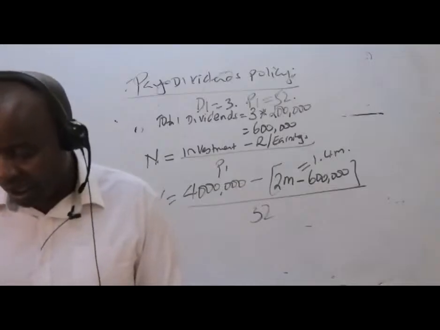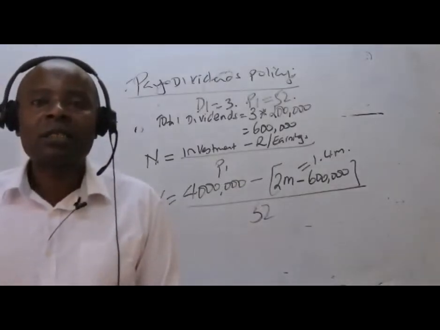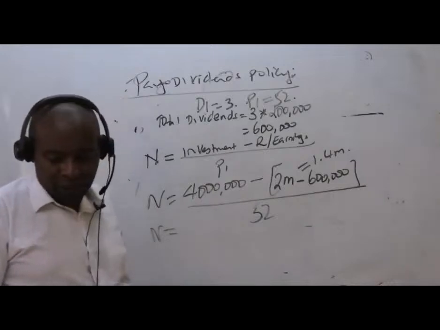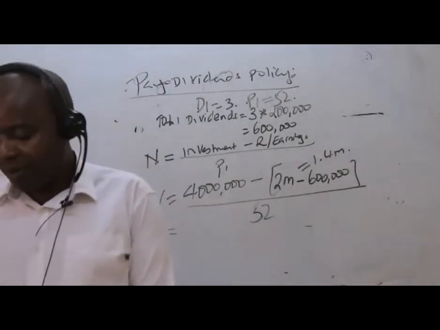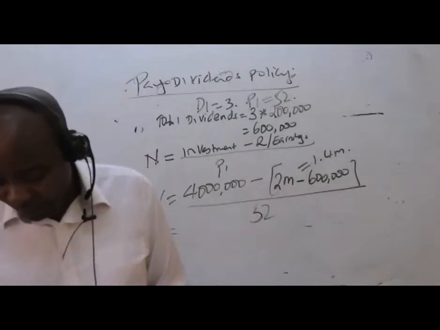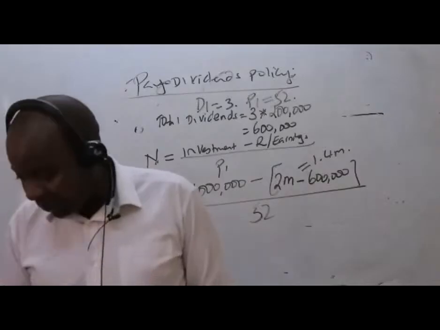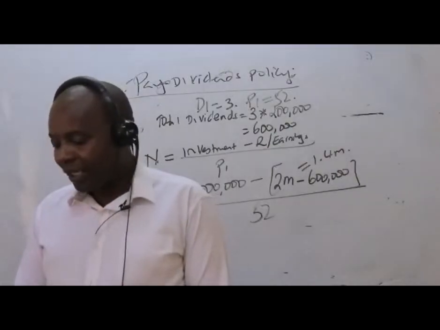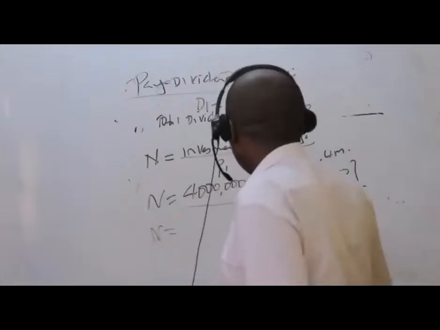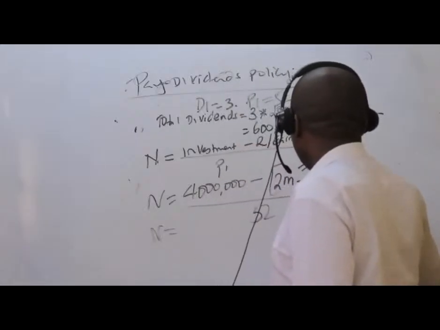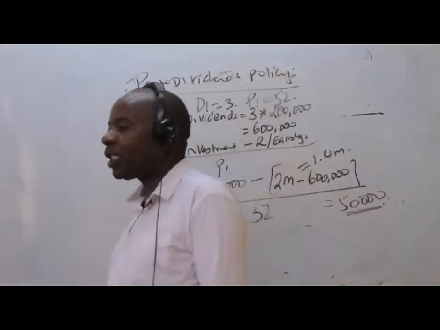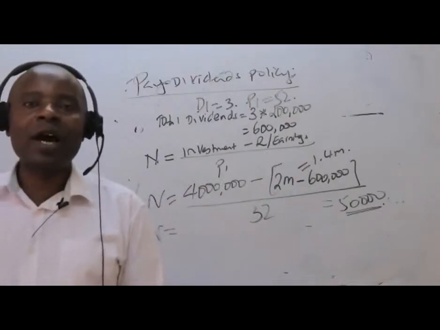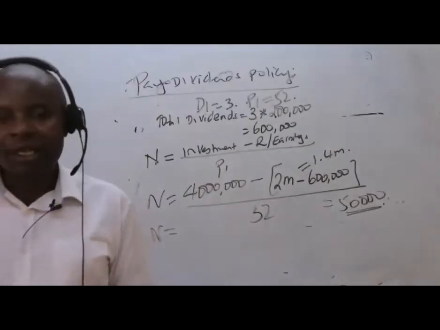Then, ladies and gentlemen, if that is the case, why don't you go ahead and give me this figure? The new shares will be equal to what? JB tells me 10 million. Is there any other person who is getting the 10 million? No, 50,000, sorry. So this one equals 50,000. And for sure, once you give me this number of new shares, I will be able very easily to give you the value of the firm.